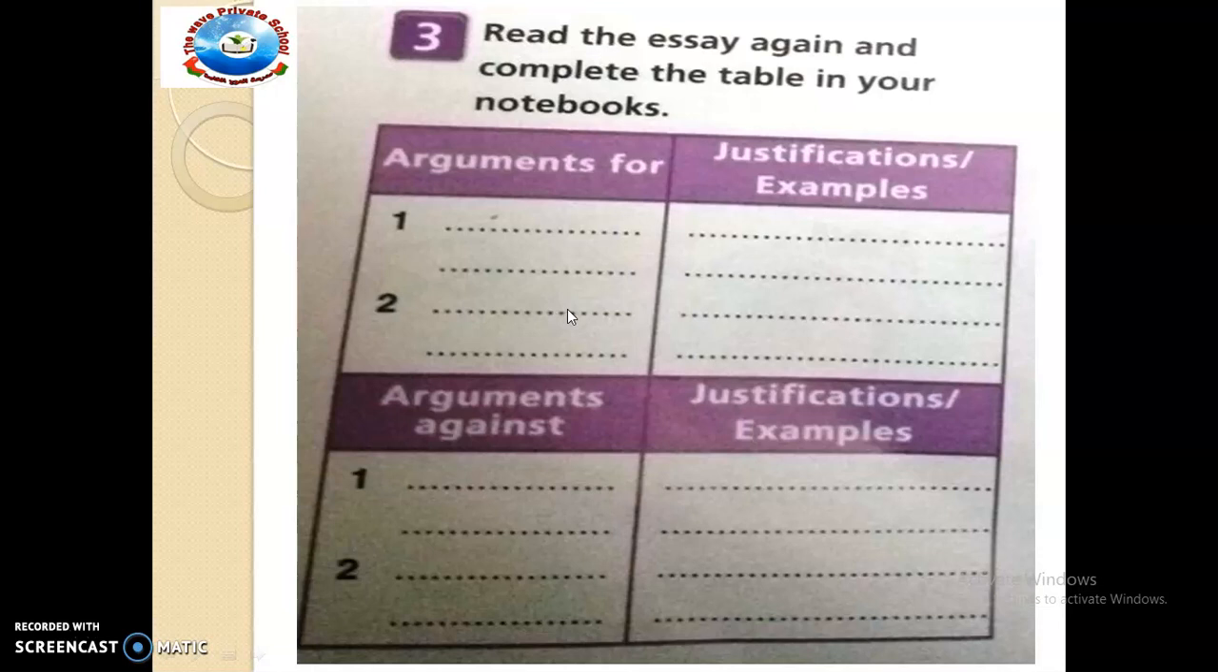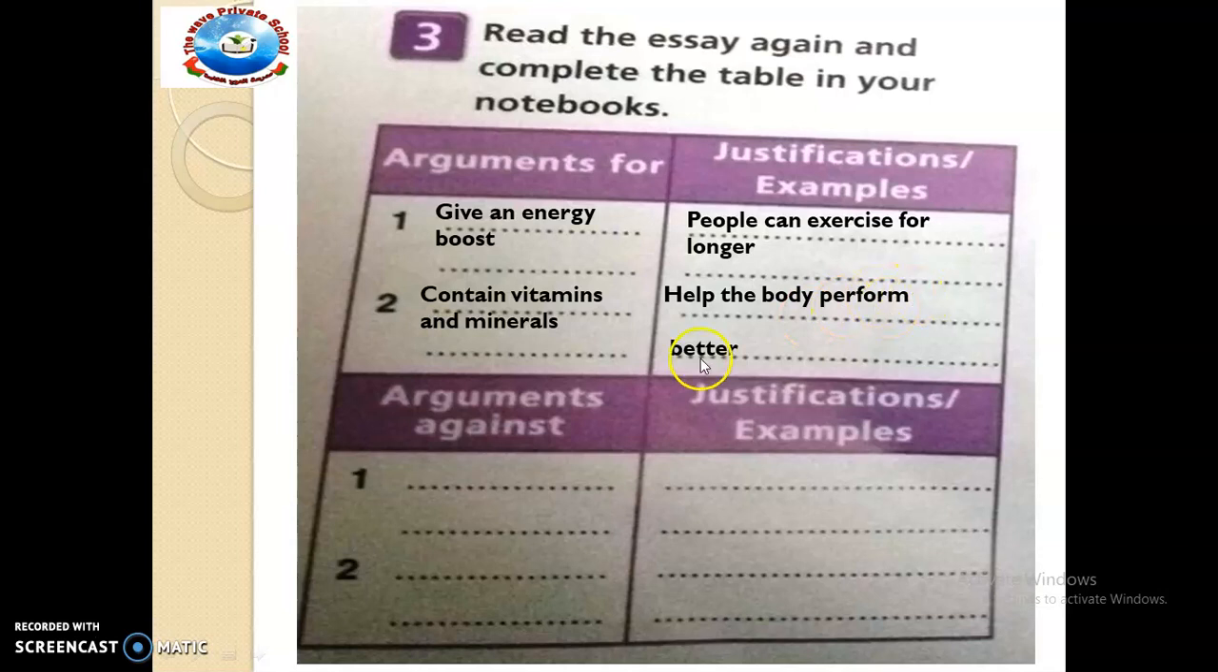Exercise 3. Exercise 1, what we wrote on, read the rubric and underline the keywords. When we want to write the pros and the cons of energy drink, so the pros and the cons, argument for and arguments against, advantages and disadvantages. So let's see what it will be now. Yeah, number 1, argument. Yes, energy drink can give an energy, can boost your energy. And what is the justification? When it boosts your energy, people can exercise for longer. Okay, we have 2. It contains vitamins and minerals. What is the justification? It helps the body to perform better.